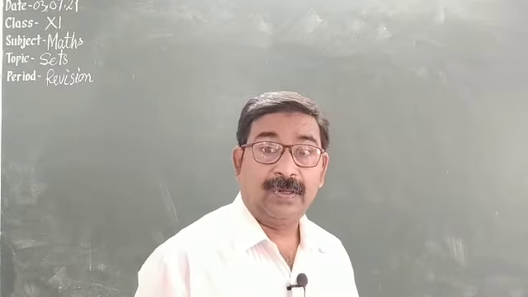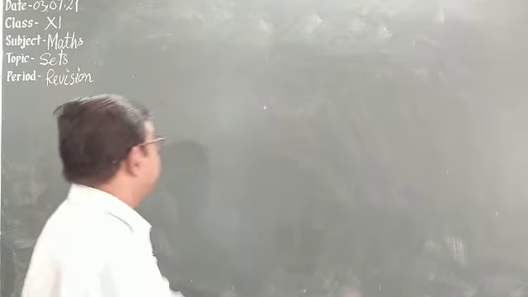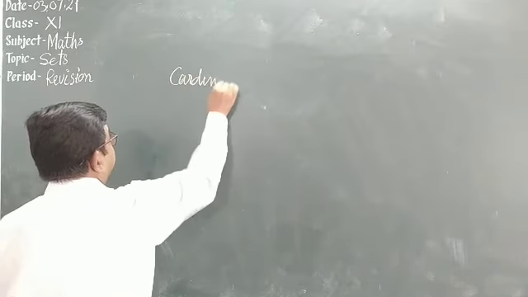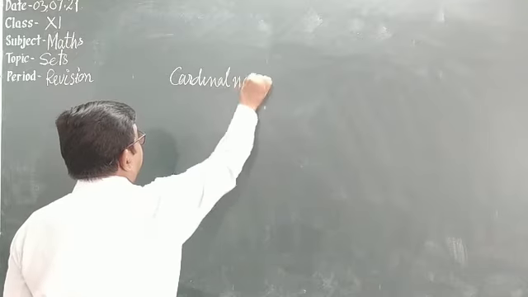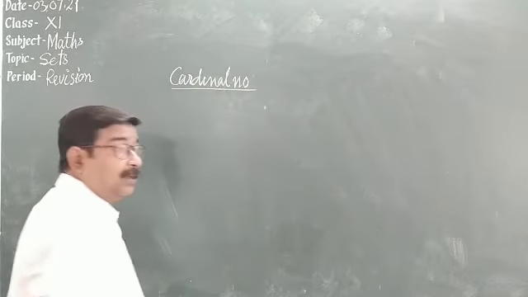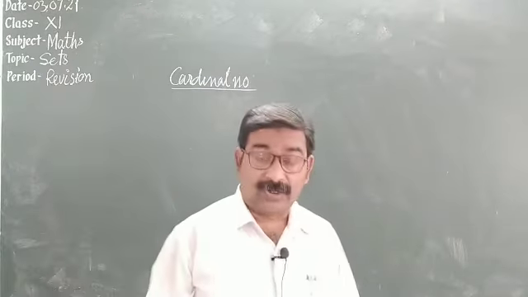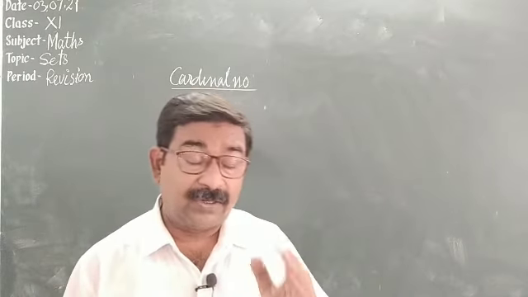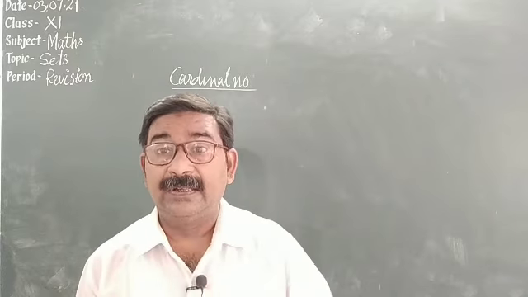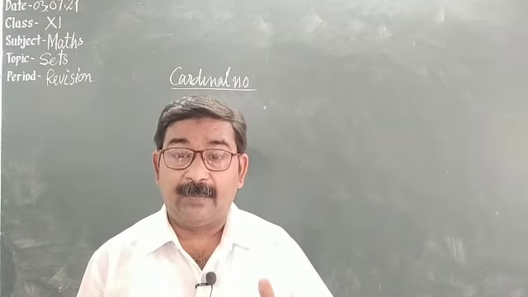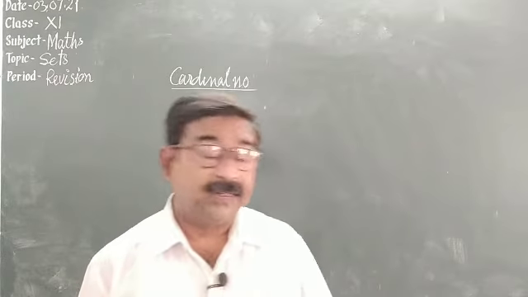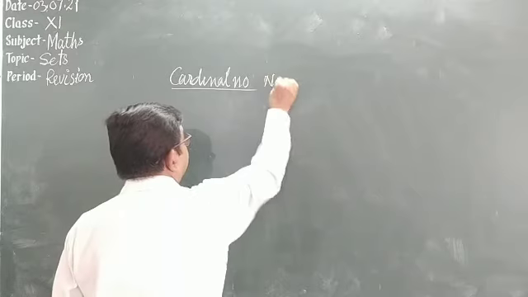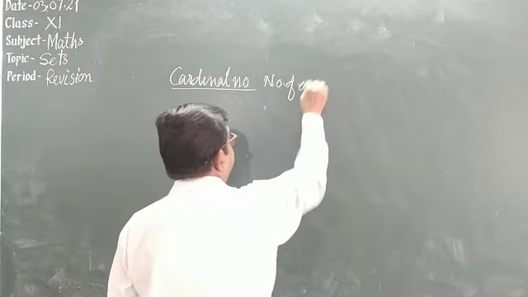Cardinal number of a set. What is it? Cardinal number of a set is what? It means the number of elements in a set. Cardinal number, the number of elements found in a set.